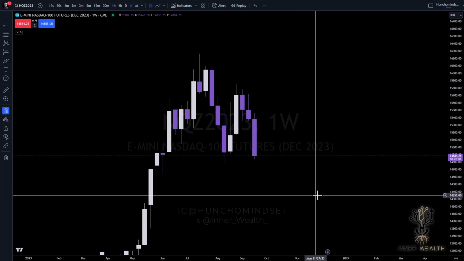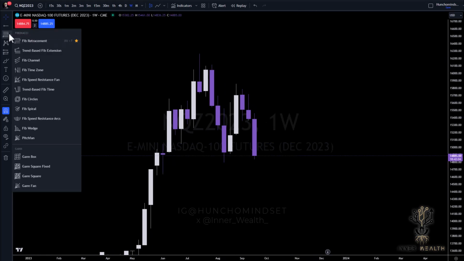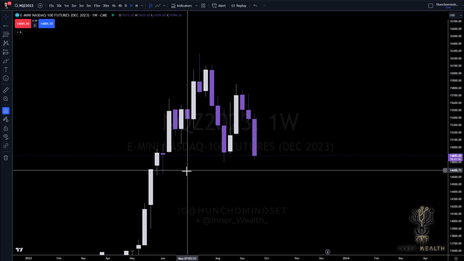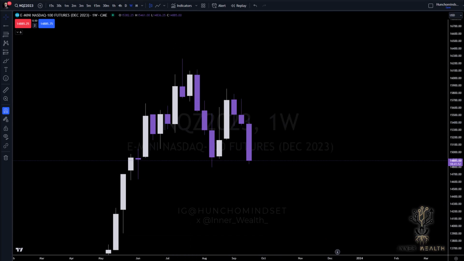Okay, the Fibonacci tool is found over here on the left hand side, under this segment right here, and you're gonna find it somewhere down here. Mine's on top, and it's the Fib retracement. Okay, and it's exactly what the name says. It measures out retracements or expansions or certain moves.